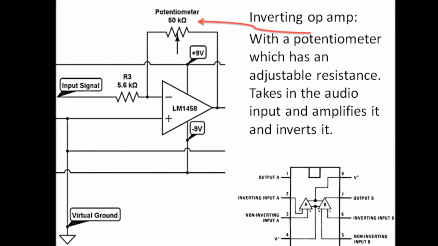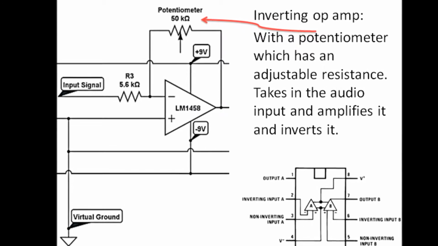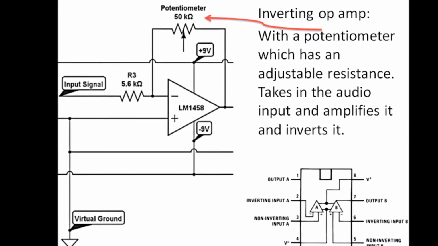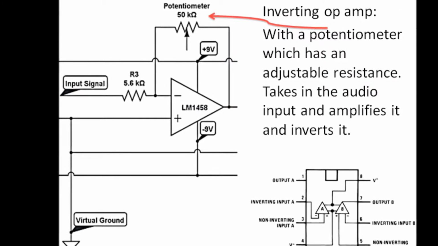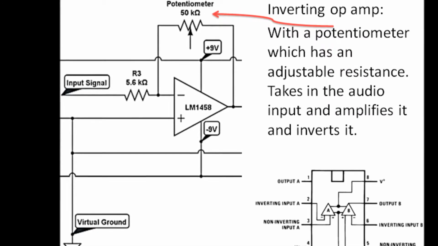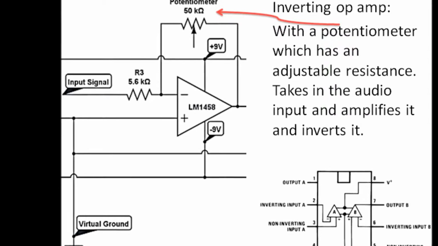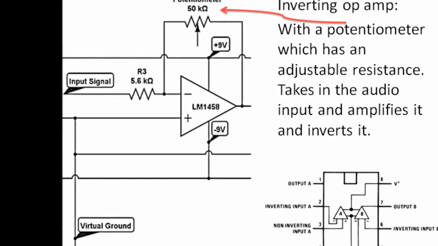Next, we have the first operational amplifier. This amplifies and inverts the input signal. The gain is the resistance of the potentiometer divided by our resistor, which is a 5.6 kilo ohm resistor, to have a gain of about 9 at the potentiometer's max resistance, 50 kilo ohm.